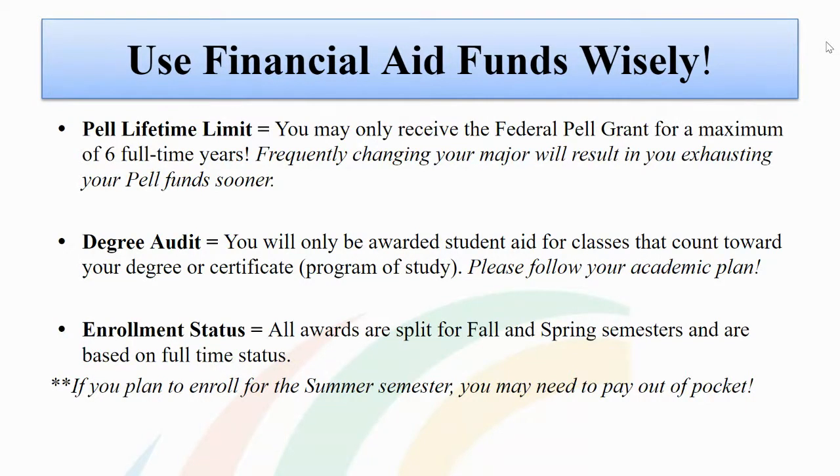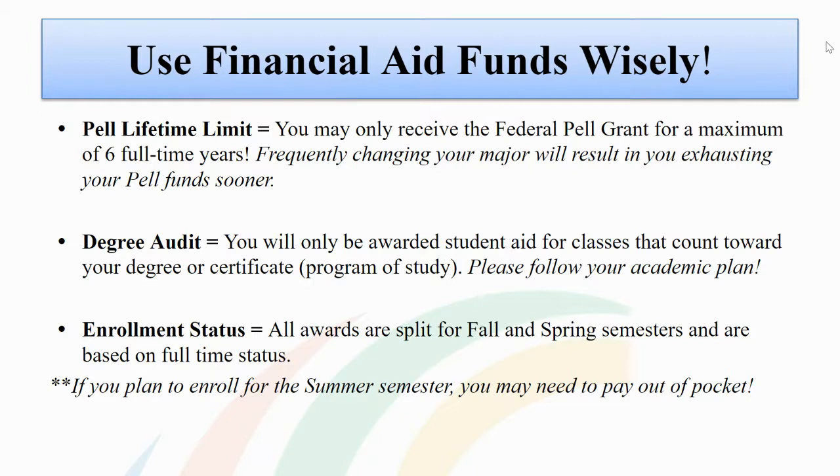Enrollment status. All the awards are split for fall and spring, and are based on a full-time status. So if the student says I have $3,000 for full-time, yes, but if they are less than full-time, which is half-time, they're basically only going to receive $1,500. It's broken up on how many credit hours they are enrolled in.